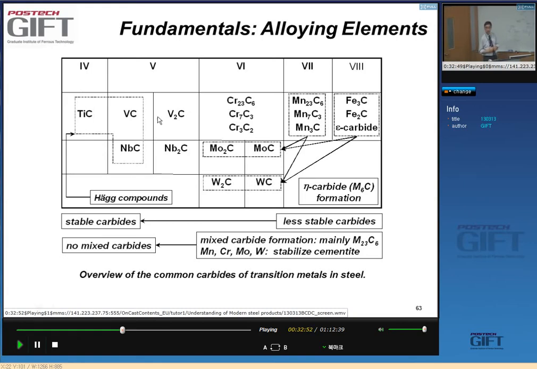As we move more to the right, we come towards column 4 and column 5. Titanium, vanadium, niobium. These elements are such strong carbide formers, yes, that it doesn't matter how low the level of titanium, niobium, or vanadium is, they will always form carbides that do not include any iron, right? So titanium, vanadium, and niobium form carbides, even at very, very low levels. So we call these compounds like TiC, Hägg compounds. They're stable carbides, and they don't have mixed carbides. So that means they don't associate themselves with cementite. That's what I mean. Okay.